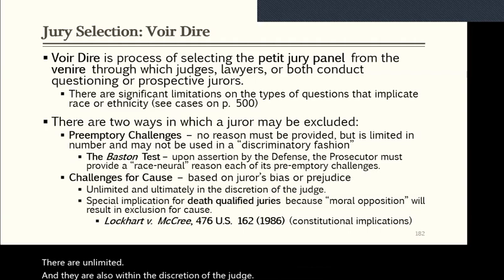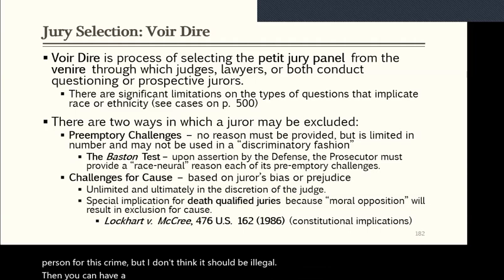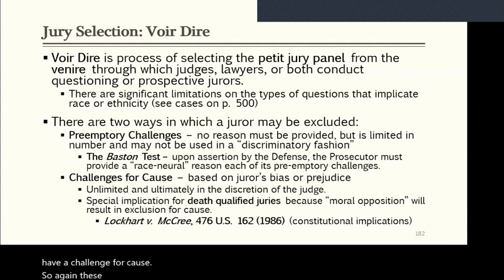So let's say you find somebody who said, I won't under any circumstances convict this person for this crime, because I don't think it should be illegal. Well, then you can have a challenge for cause, right? Or if somebody is related to the defendant, you have a challenge for cause. So again, these are generally speaking unlimited, but you have to prove why.